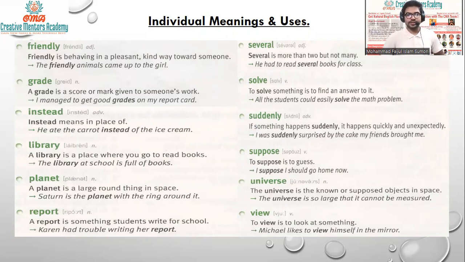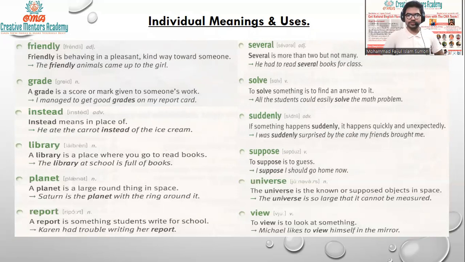And the planet. A planet is a large round thing in space, okay? So what is space? Just read it. Read any single article about space, okay? You can get all the points. What is space? And Saturn is the planet with the ring around it. Okay. So ঘোড়া আর কি, ring, ঘোড়া. Report.